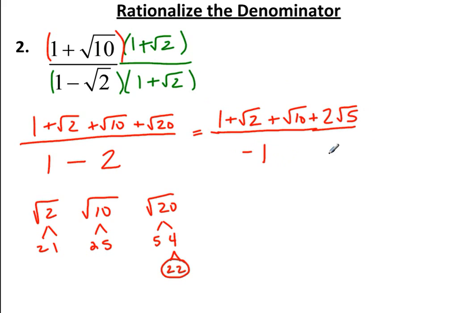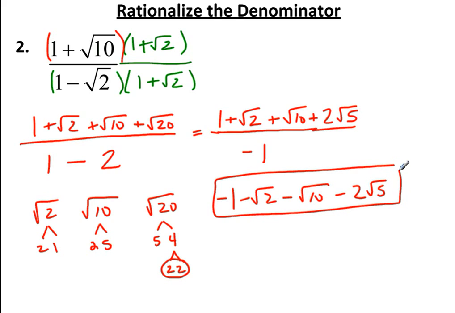But you would not want to leave your answer like this. We don't like dividing by a negative 1. So instead, I would take each term and divide it by a negative 1. So I get negative 1 minus root 2 minus root 10 minus 2 root 5, and that would be my final answer. And that's how you use multiplying by the conjugate to help get all your denominators rational.